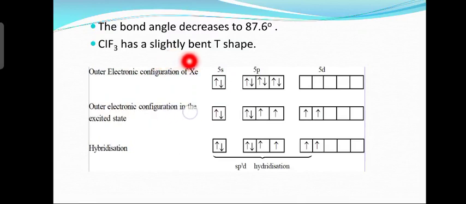Next slide. The bond angle decreases to 87.6 degrees. The ClF3 has a slight bent T shape. Therefore it has got a slight bent T shape.